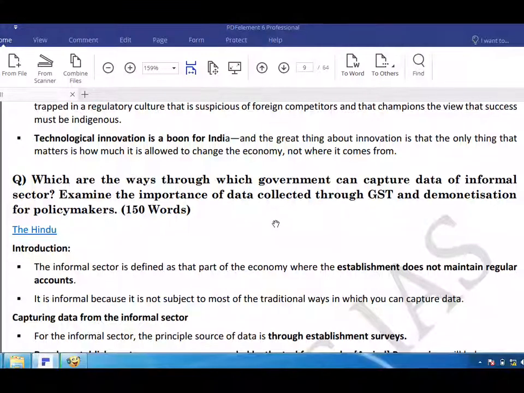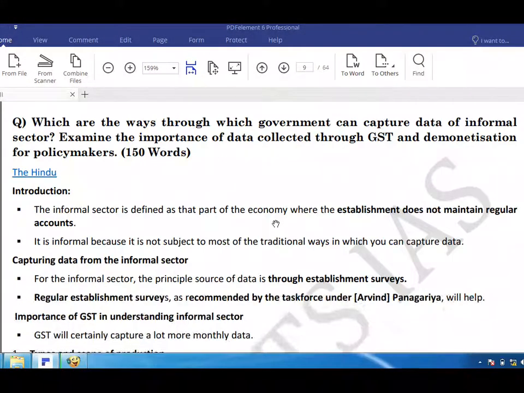Q. Which are the ways through which government can capture data of informal sector? Examine the importance of data collected through GST and demonetization for policymakers. 150 words. The Hindu. Introduction.